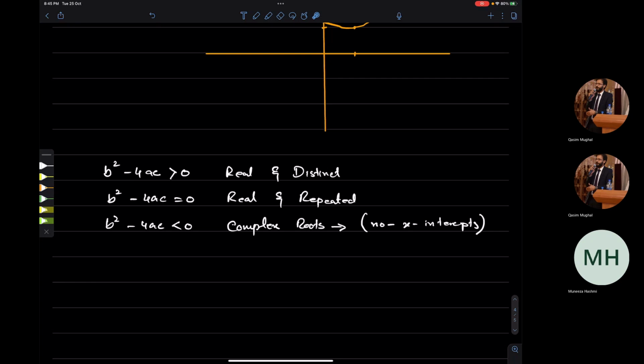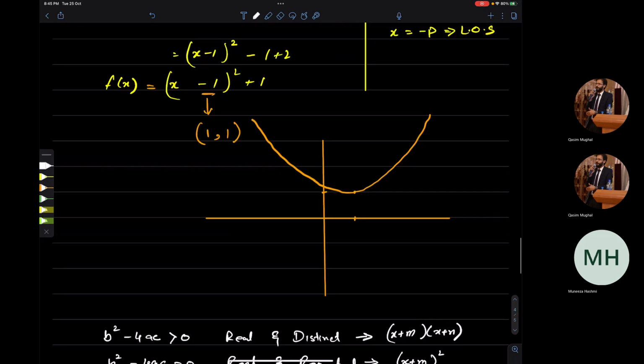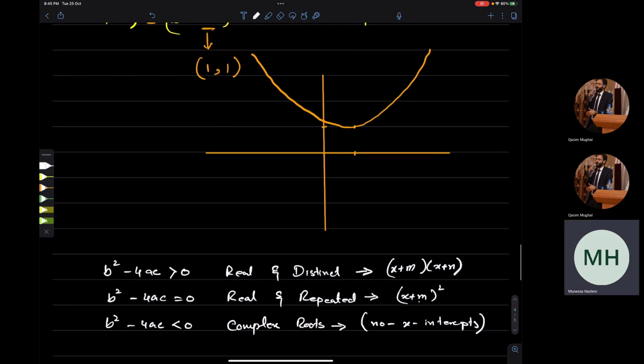Real and distinct means you will always have x plus m times x plus n kind of format upon factorization, and you will have 2 points where the graph will cut through the x-axis. And this is the situation where you have x plus m whole square, where the x-axis is going to be tangent at negative m. All right? Clear?